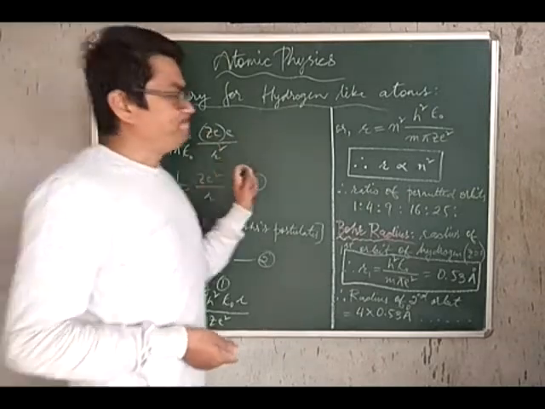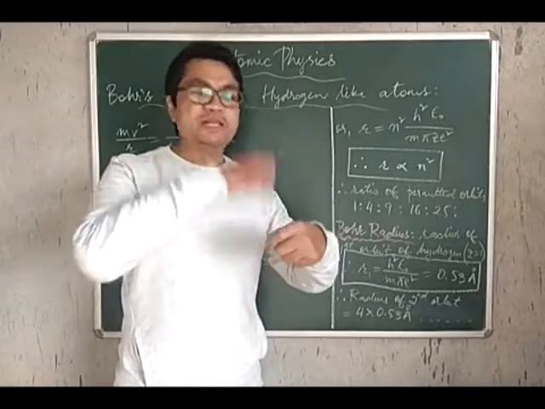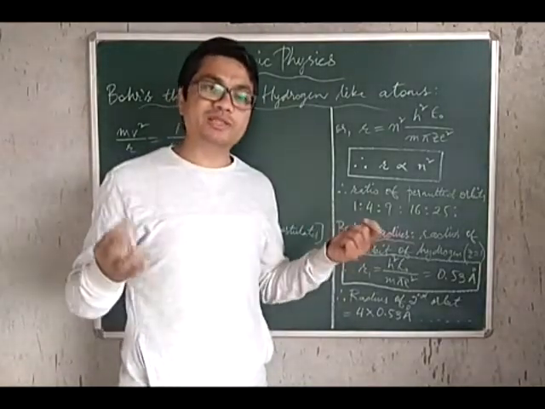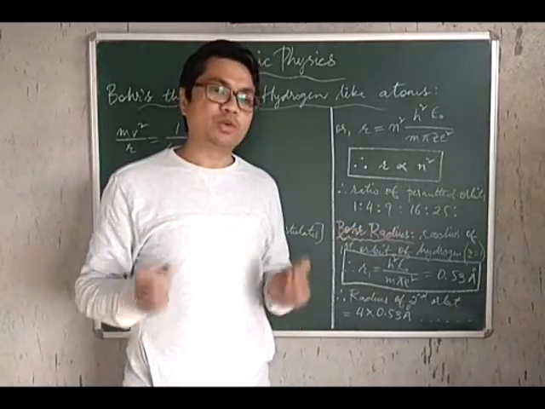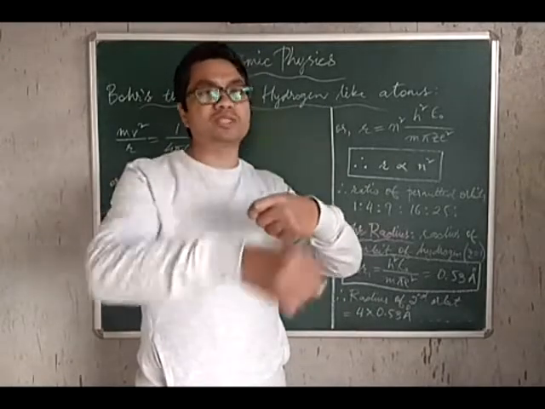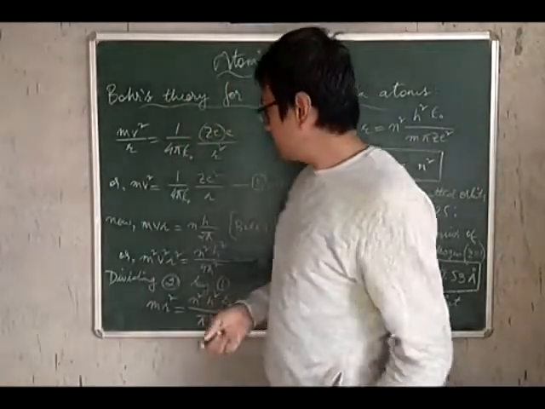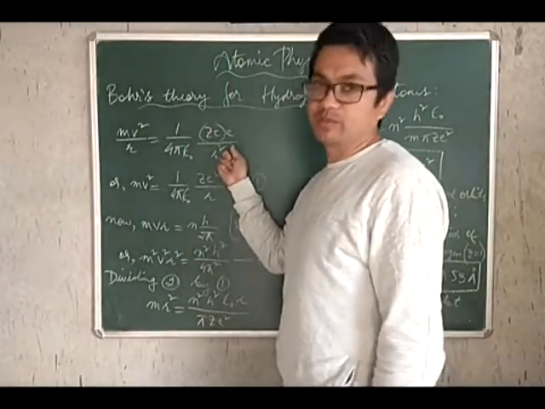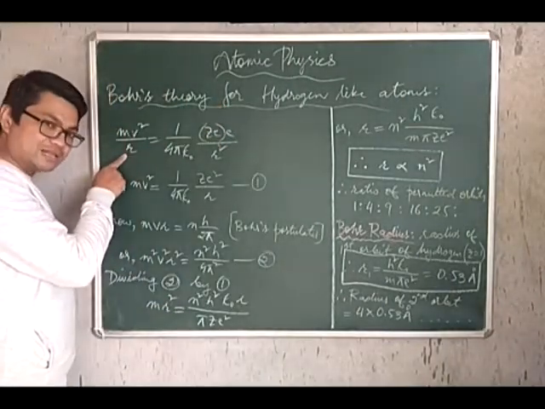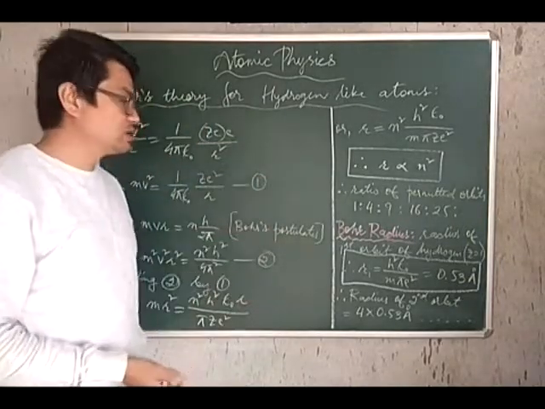Okay, so according to Bohr's theory, an electron is going round the nucleus. When it goes round the nucleus, there has to be some centripetal force acting on it. So what provides the centripetal force for the electron such that it goes round and round the nucleus? The force which provides the centripetal force is the electrostatic attraction between the nucleus and the electron. So mv squared by r, the left hand side, is the centripetal force, where r is the radius of the orbit in which the electron is going round the nucleus.